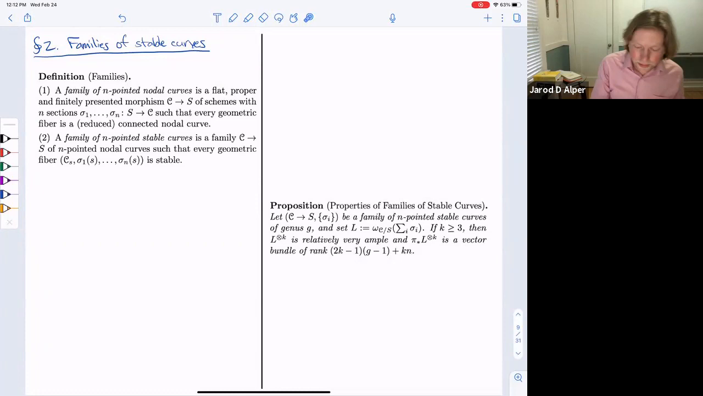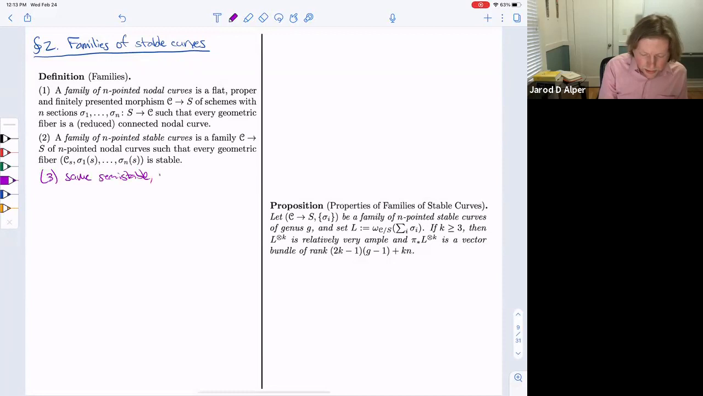But now for stable curves, a family of n-pointed stable curves is simply a family of nodal curves such that every geometric fiber is stable. So that ensures that the sections are disjoint, that they land in the smooth locus, and that every fiber is stable. And we can give the same definitions if we want for semi-stable and pre-stable.